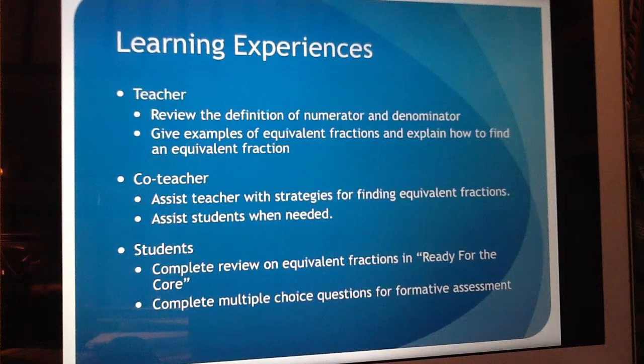The learning experiences for this lesson: the teacher was responsible for reviewing the definition of numerator and denominator, giving examples of equivalent fractions, and explaining how to find an equivalent fraction. The co-teacher would assist the teacher with strategies for finding equivalent fractions and assist students when needed. The students were to complete a review on equivalent fractions in the Ready for the Core workbook and complete multiple choice questions for formative assessment.